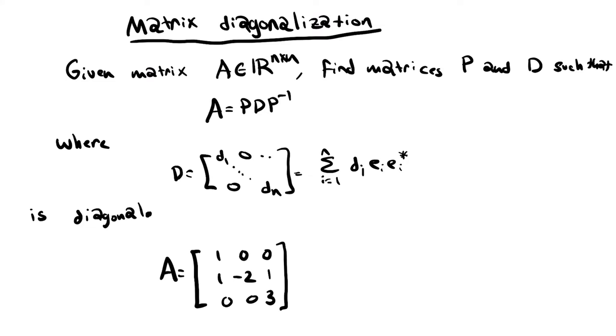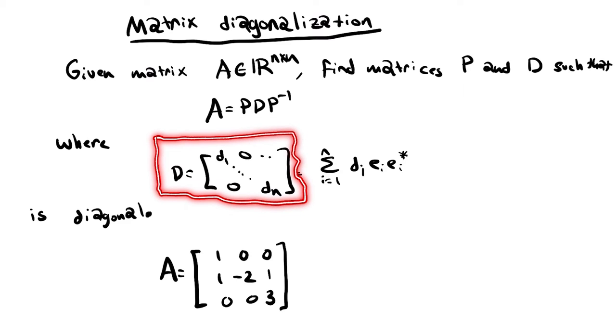So diagonalization means given a matrix A, a square matrix A in R^(n by n), we want to find matrices P and D such that A equals this decomposition, PDP inverse. The main property that's of interest here is that D, this D in the decomposition, is in fact a diagonal matrix.